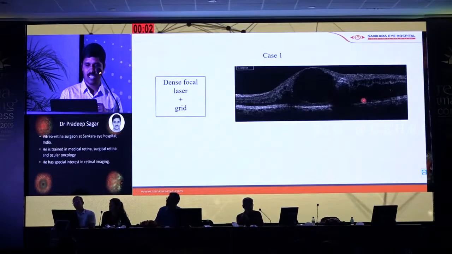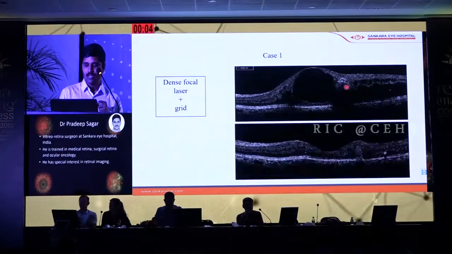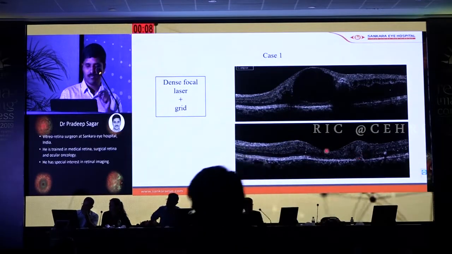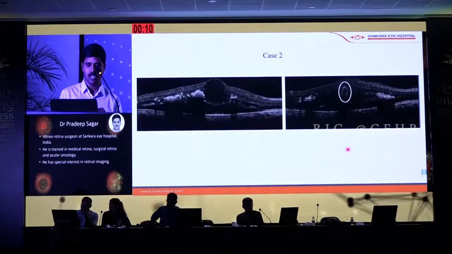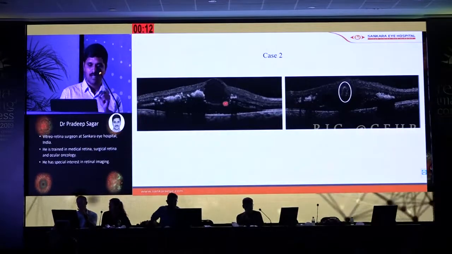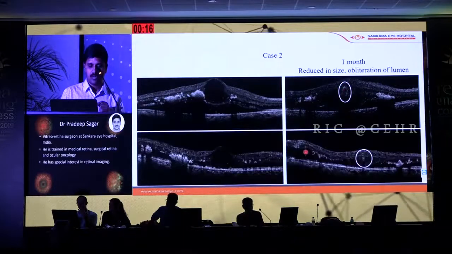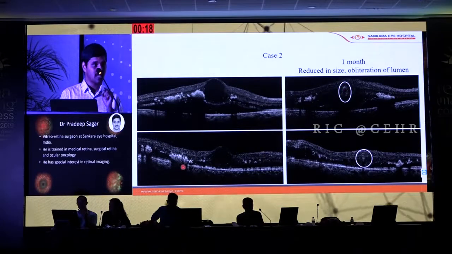We have only a preliminary result of a few cases with follow-up, and it seems to be a better response. For example, in the first case which I showed with the shadow over here, after good focal laser, the obliterated lumen is seen with normalization of the foveal contour. And in the second case, after laser to this macroaneurysm, there was complete resolution of subretinal fluid, though there is intraretinal fluid still present, with near complete obliteration of the aneurysm.